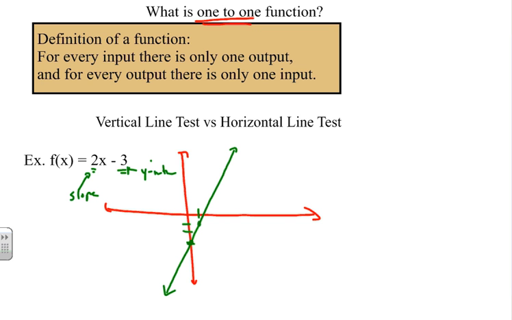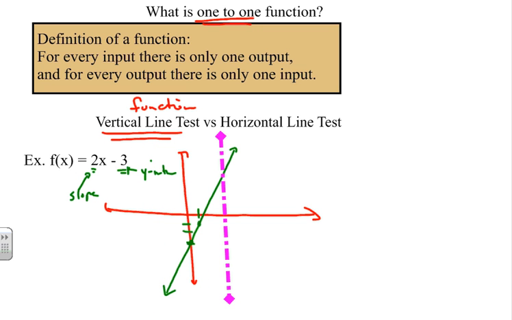Now, this function is a function. We know that because of the vertical line test. The vertical line test tests to see if you have a function. So if I drew a vertical line like that and placed it anywhere here, I would only hit one point. And you think about how this goes on forever, but that's what we've got.